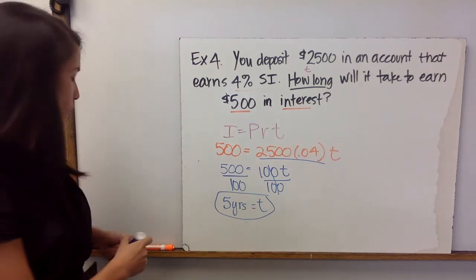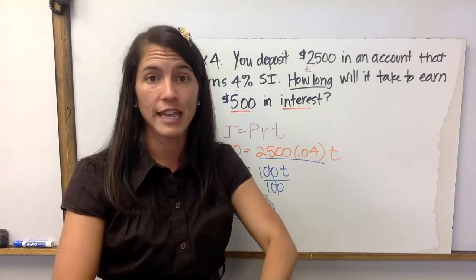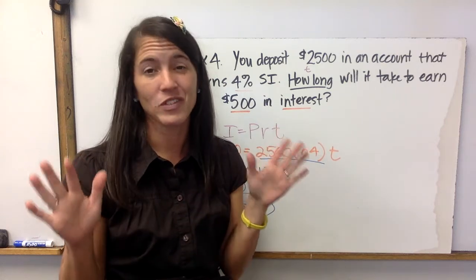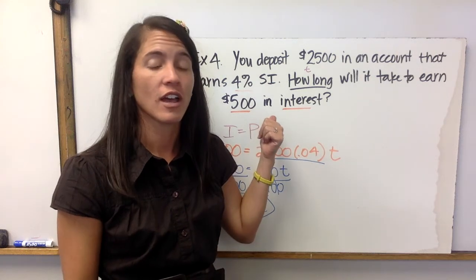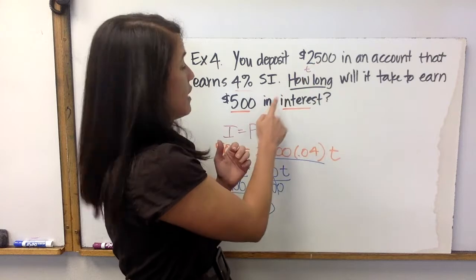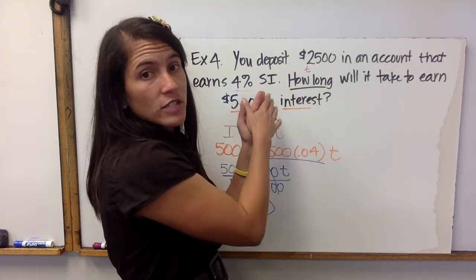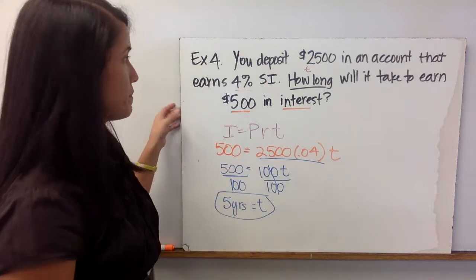And what that means is if we take $2,500 and we go to the bank and we put it in an account and we don't do anything, we have to leave it there for 5 years, and we'll have earned $500 in interest. Now, our ending balance, this is how much we started, this is our interest. So if you put those together, then we would have $3,000 at the end of 5 years.